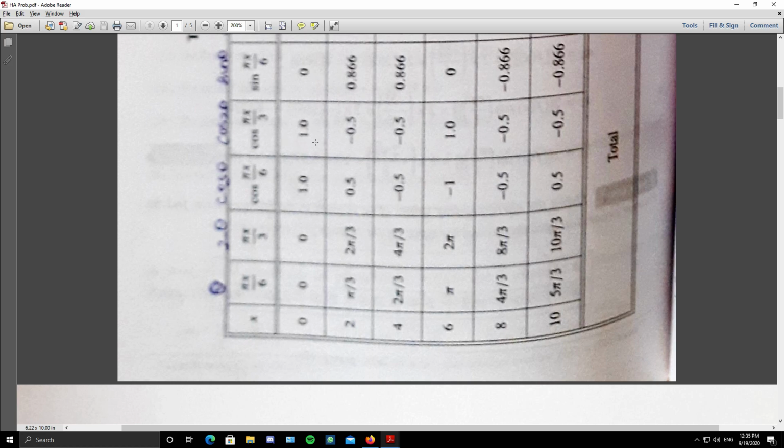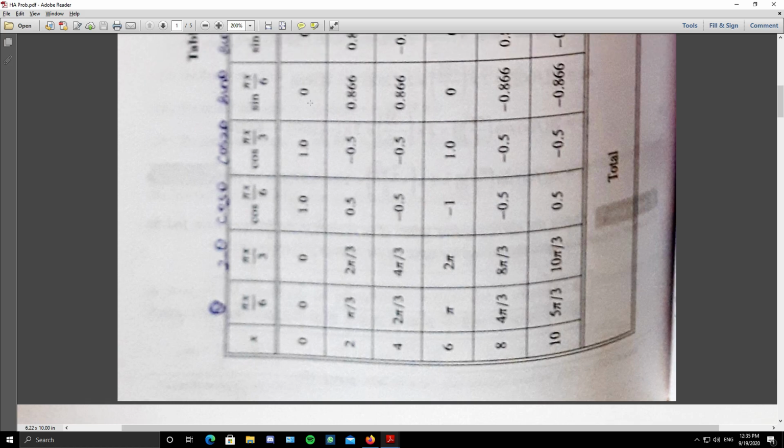Then cos 2 theta. This is the 2 theta column: cos 0 is 1, cos 2 pi by 3 is minus 0.5, cos 4 pi by 3 is minus 0.5, cos 4 pi is 1, then cos 8 pi by 3 is minus 0.5, cos 10 pi by 3 is minus 0.5.